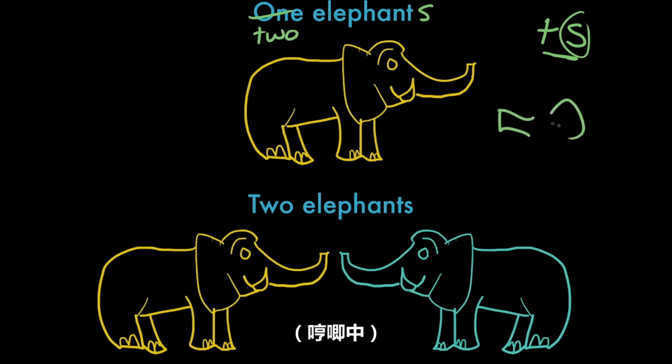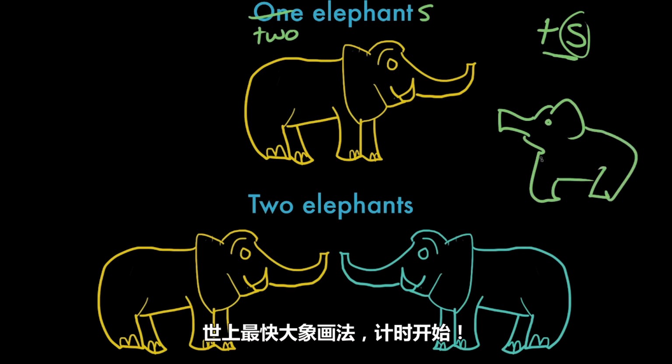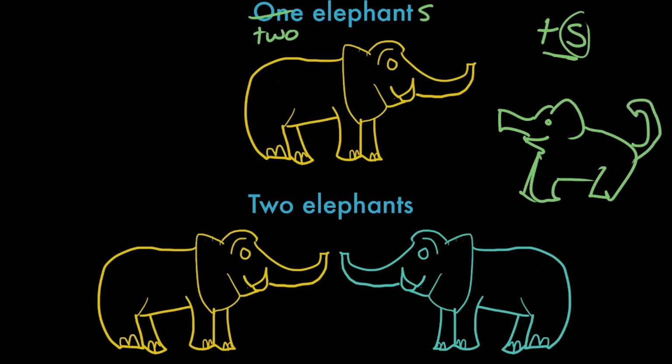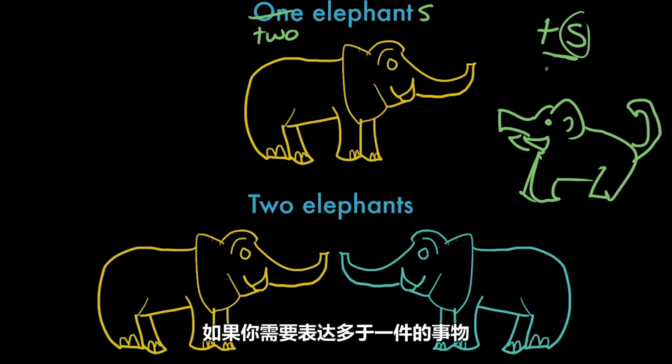World's fastest elephant drawing, go! All right. It's kind of an elephant monkey, but you get the vague idea. If you're ever in need of more than one thing, for the regular plural, just add an S.